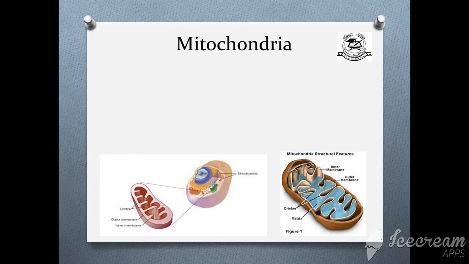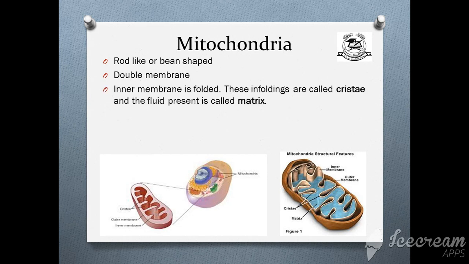Okay, now mitochondria. They are rod-like or bean-shaped. You can see these ones. They have a double membrane, outer membrane and inner membrane. The inner membrane is folded. You can see the foldings here and also here. These enfoldings are called cristae, and they are filled with a fluid. You can see this blue one. This fluid is called matrix. You must know what matrix is. The fluid filling the mitochondria is called matrix and these foldings are called cristae.